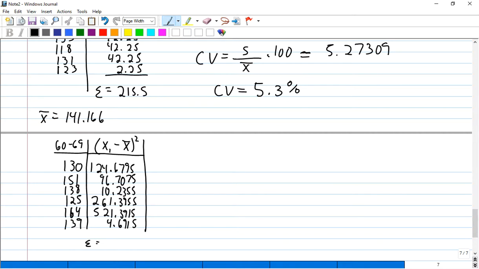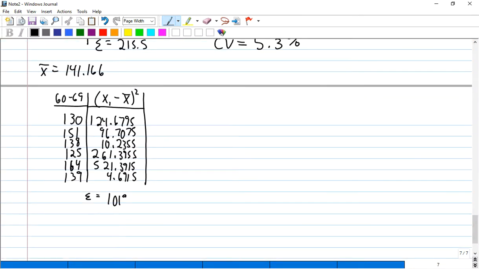Now I need to find the sum of all of these. Alright, so when I sum these up, I got 1019.101. On the 125, I got 261.3395. Okay, so this was 3395? Okay. So that would change this a little bit. What'd you get for the sum?